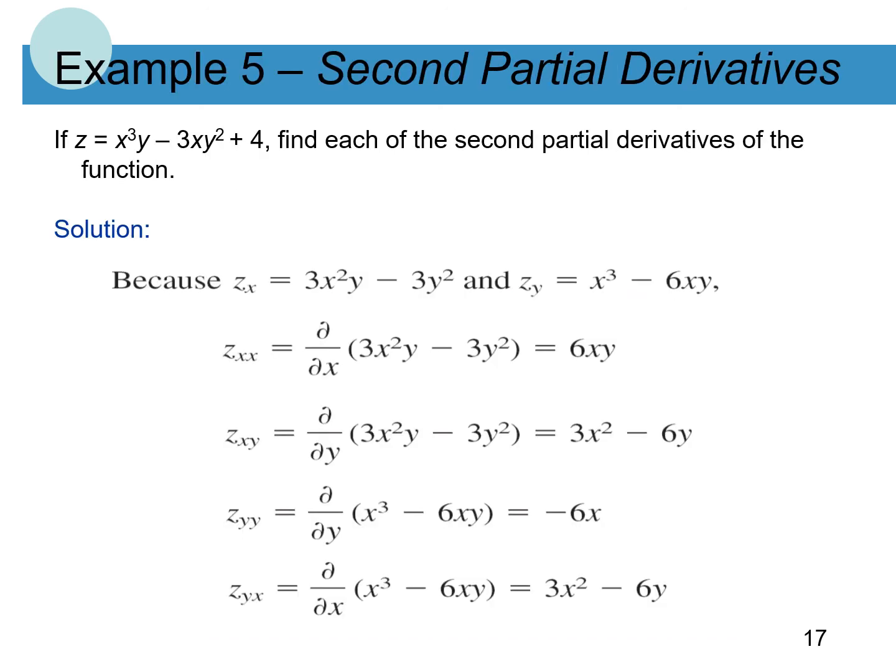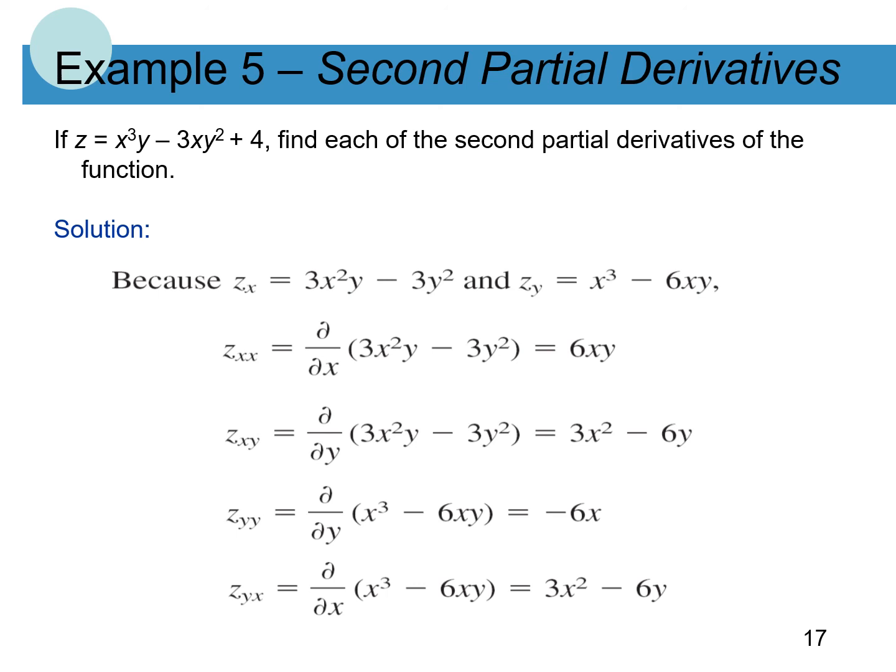Okay, let's look at this example on the second partial derivatives. If z is equal to x cubed y minus 3xy squared plus 4, find each of the second partial derivatives of the function. In this case, we have to find the first partial derivatives, that is zx and also zy.